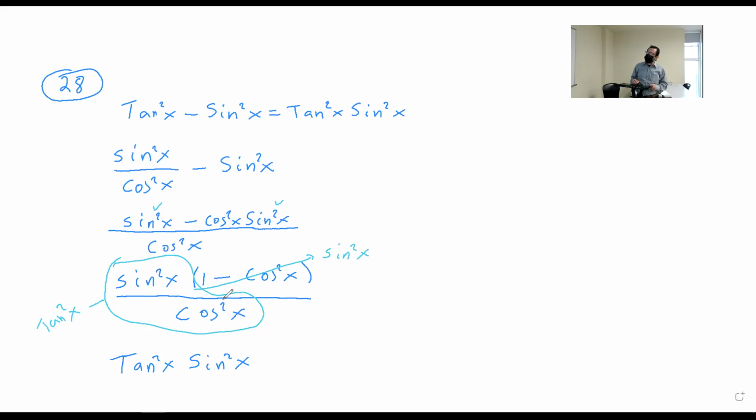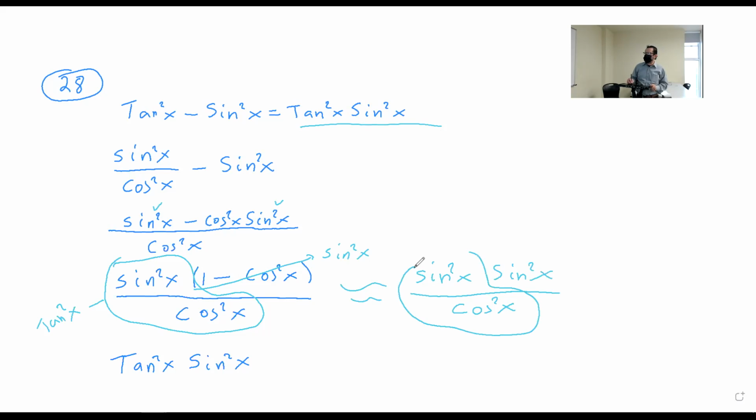And then 1 minus cosine squared is equal to sine squared. So in the end, this is the same as having sine squared of x multiplied by sine squared of x divided by cosine squared of x. So we're trying to get to this. So we can identify that this is tangent squared.